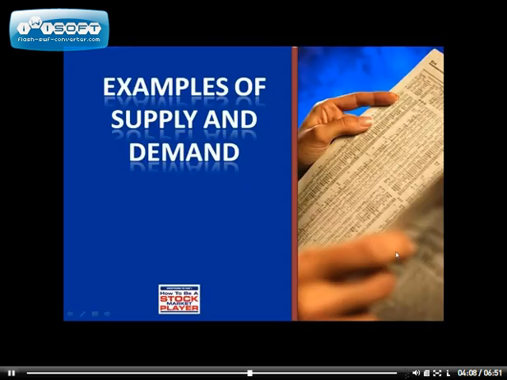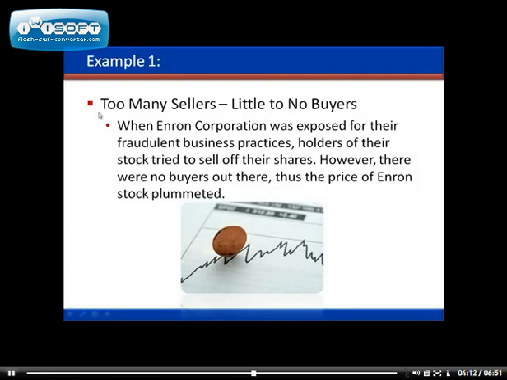And let's look at a couple of examples of supply and demand. Too many sellers, little to no buyers. One of the best examples that I can give is the Enron Corporation. Back in 2001, 2002, Enron was exposed for their fraudulent business practices, and eventually they had to file Chapter 11 and liquidate the entire business. They were out of business. They could no longer operate.